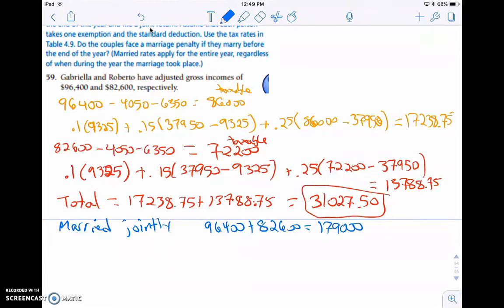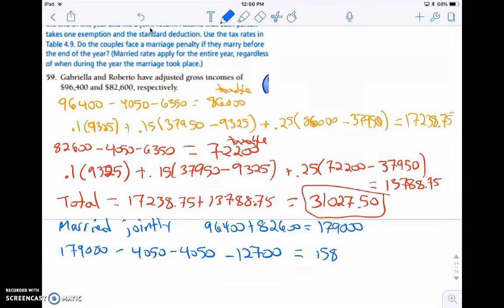Then we assume that they take the exemptions, one for each of them. So we subtract 4,050, subtract that twice, one for each individual, and then we subtract the standard deduction for a couple that's married filing jointly, and this will give us a taxable income of $158,200. So here's our taxable income. I'm running out of time, so we're going to have to just kind of hurry through this last part.